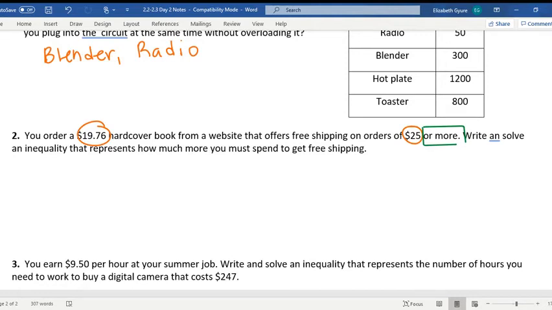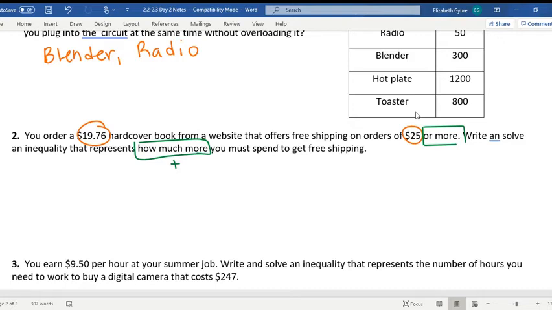Oh, which other one? How much more do you need to spend? That's true too. How much more would be like adding, right? This or more means $25 or more. That's an inequality, right? That means if you spend $25 or anything above that, you get free shipping. So what kind of inequality symbol do you think we could use with that? Greater than or equal to.